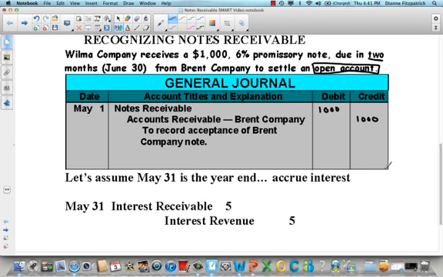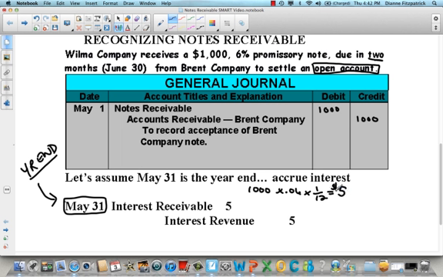So remember, our interest formula is going to be 1,000 times the 6%, and it's going to be due in 2 months. But on May 31st, when it's the year end, let's say, we have to recognize the interest. So we want to have 1 month of interest here, so 1/12. So if you do this math, 1,000 times 6% divided by 12 equals $5.